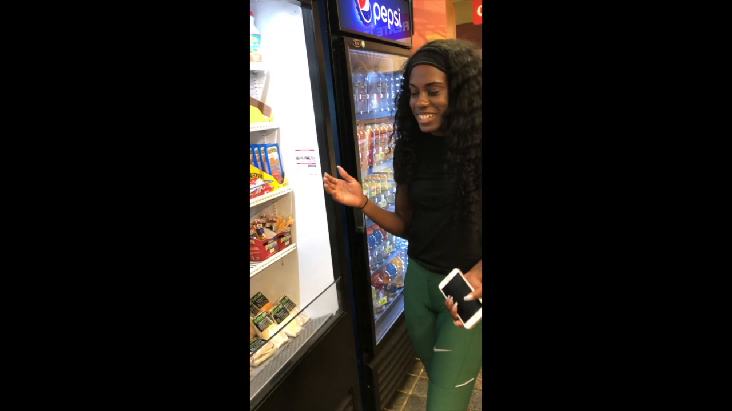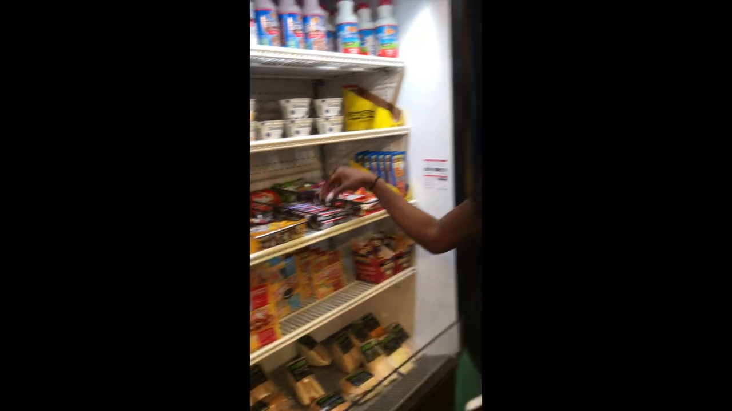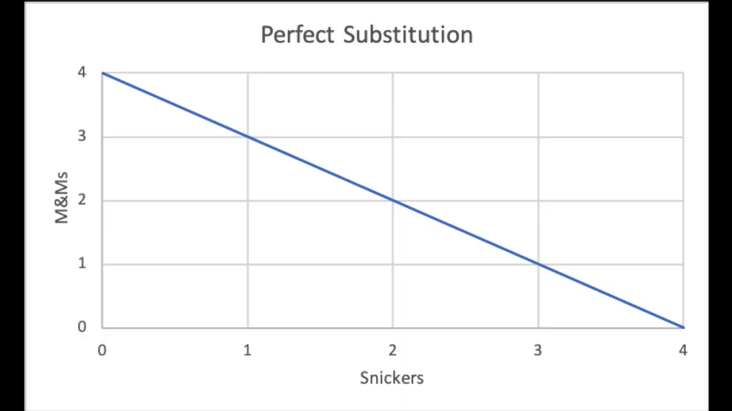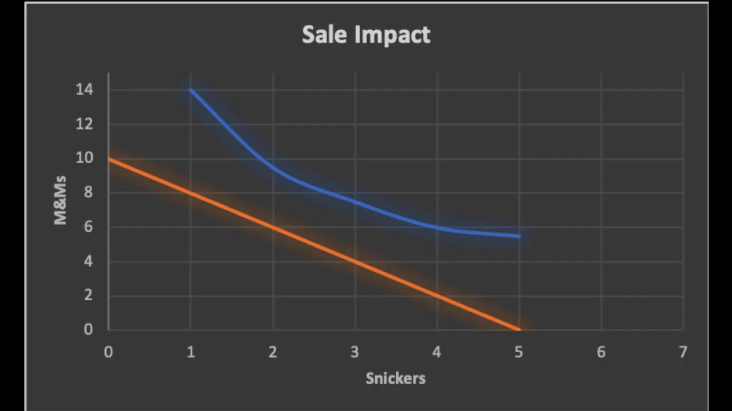I want something sweet. I don't know if I want M&M's or a Snickers bar. So to some people, these might be seen as perfect substitutes, but Faith has different preferences for M&M's and Snickers. As we move on to this first graph, we can see that the blue line is her indifference curve, and the orange line again is her budget.